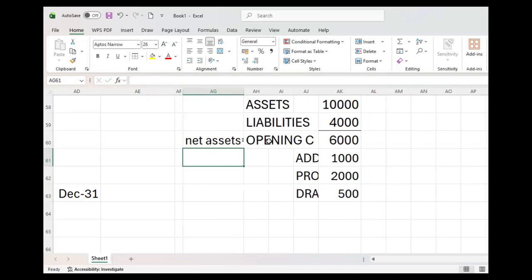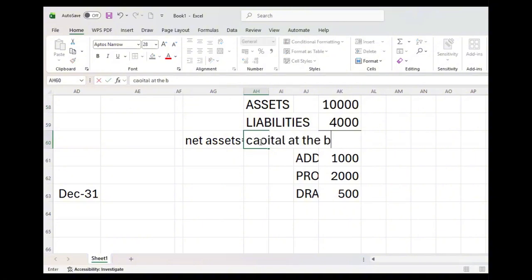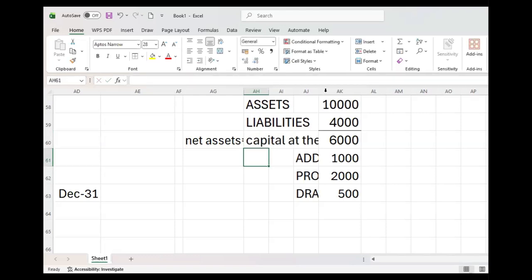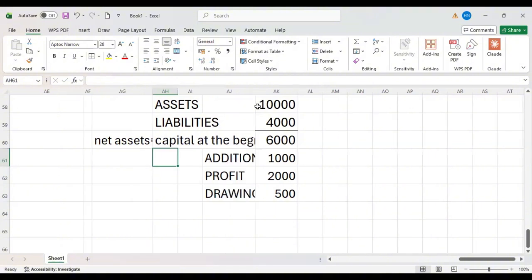Net assets is also the same as my capital. So if you don't have the capital, you can subtract these two, and the answer you get is the same as your capital. Let's call it capital at the beginning because it's at January 1st. So if I do this, then I'll be able to determine my capital at the end.